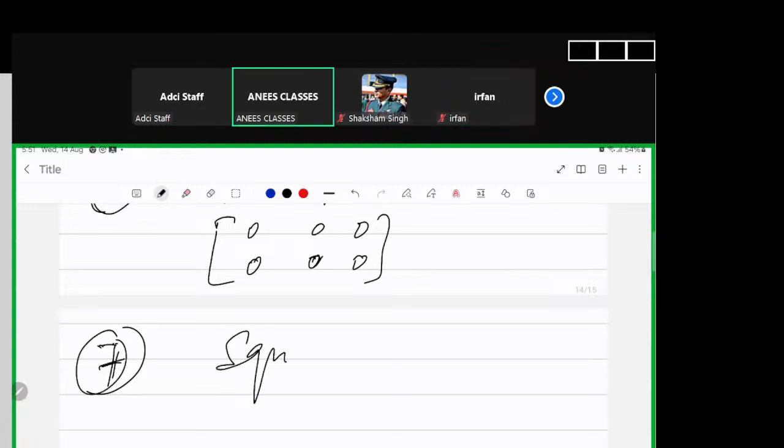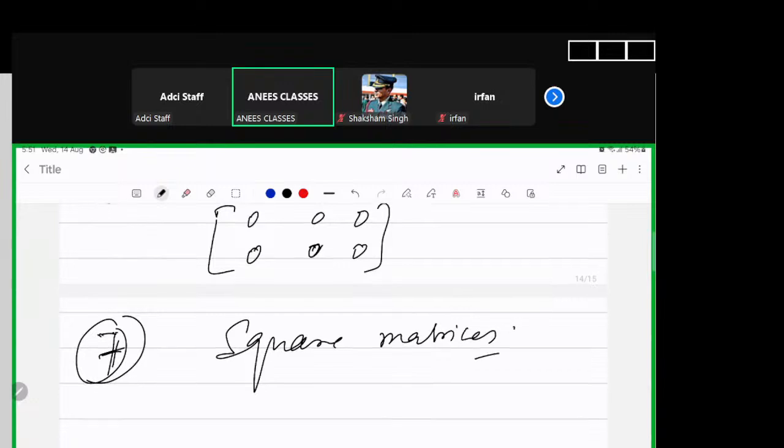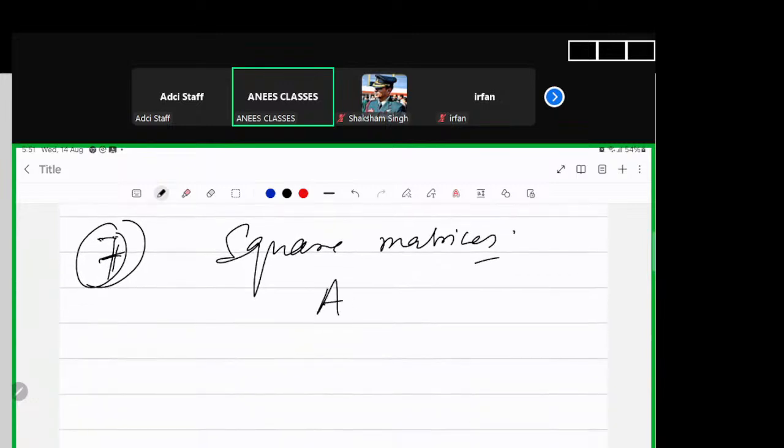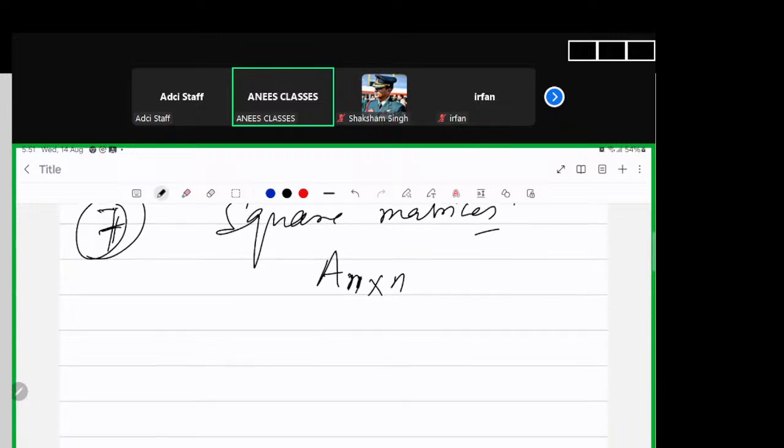7th, square matrix. A square matrix will be n cross n, that is, the number of rows equals the number of columns. Now I will start the types of square matrix. First is the diagonal matrix. Okay?